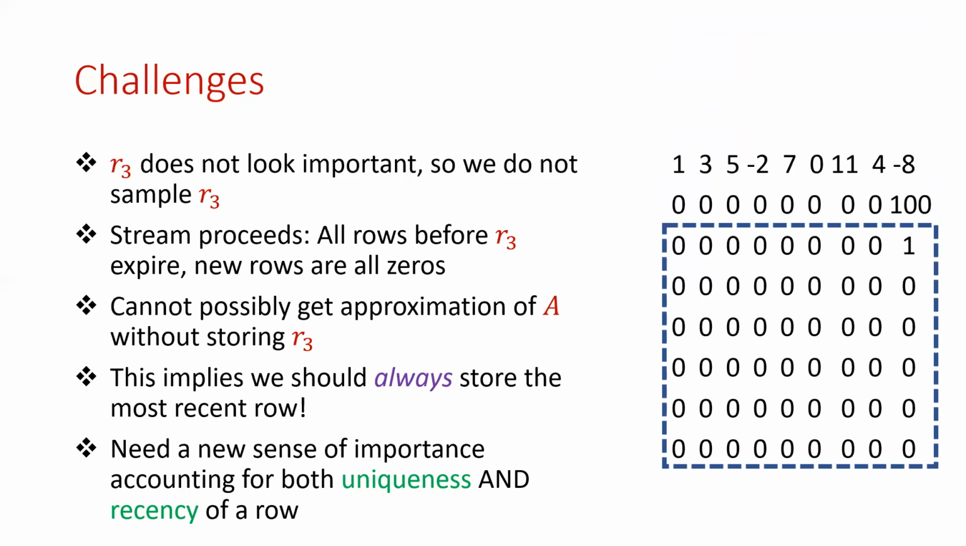But now let's suppose that the stream proceeds, and all rows before the third row expire, and all the new rows are zeros. So at the end of the stream, the matrix A consists of the rows that are in this blue box here. But now we can't possibly get a good approximate of A unless we've stored the third row, because all the remaining rows are zeros. So this implies that we should always store the most recent row. Thus, it seems like a new sense of importance that accounts for both how unique a row is and how recent a row is.